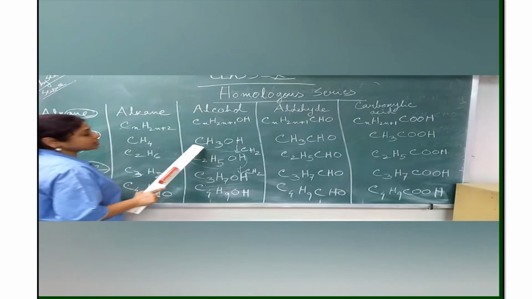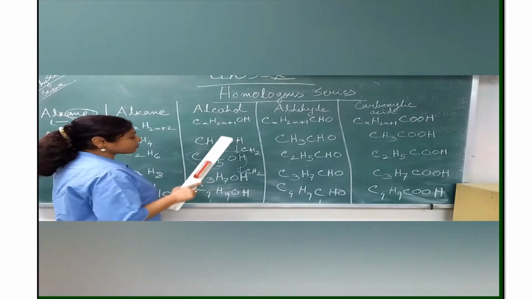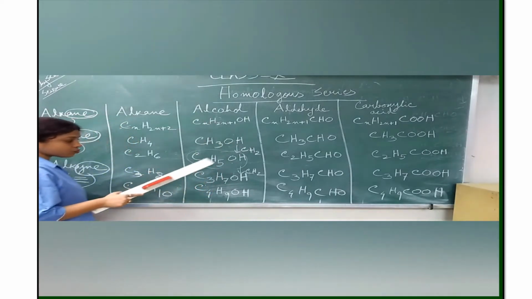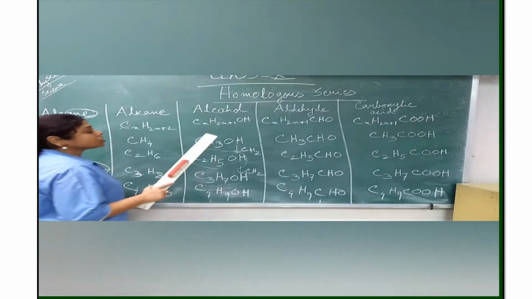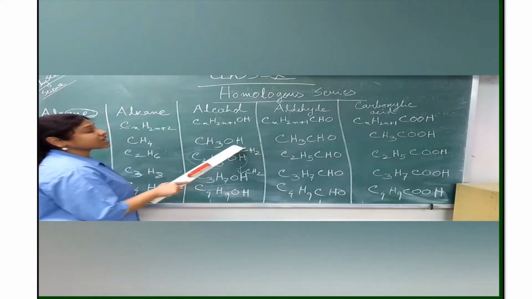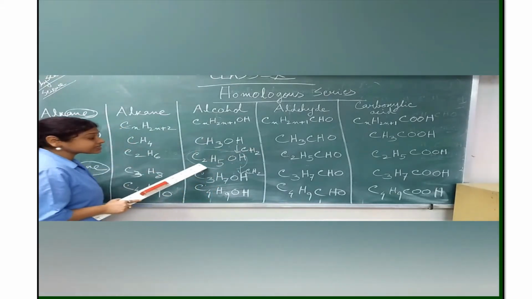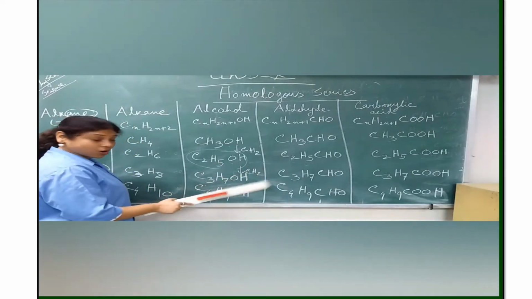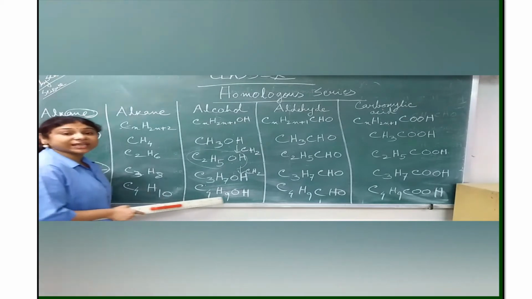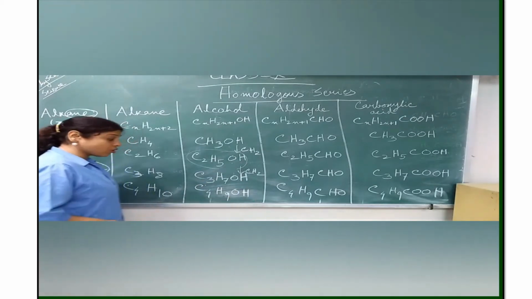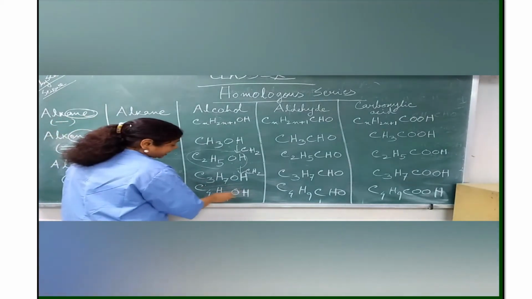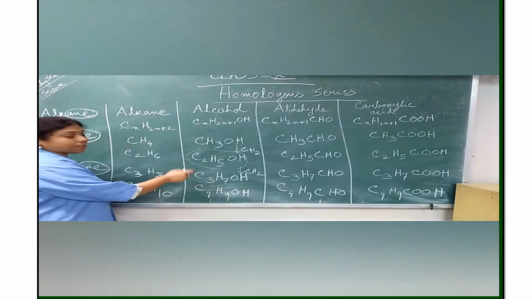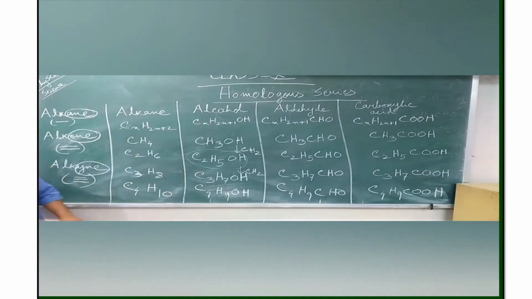For alcohol, when n is equal to 1, this will come. When n is equal to 2, this will come. Like this it will go. So the name of this alcohol is methyl alcohol. This is ethyl alcohol. This is propyl alcohol. And this is butyl alcohol. Like this it will go. This propyl, butyl, depends upon the number of carbon atoms in an organic compound.